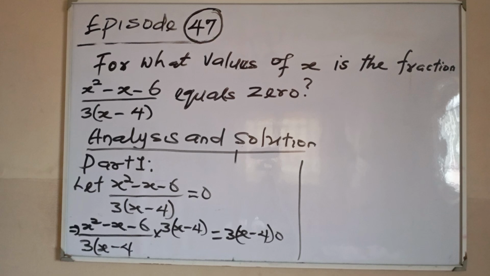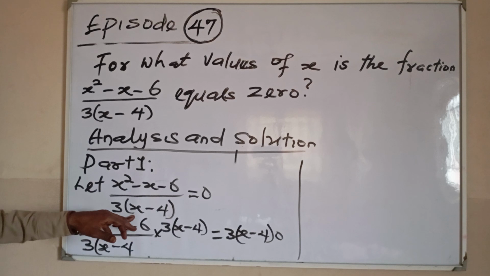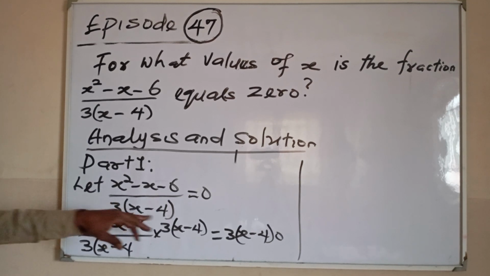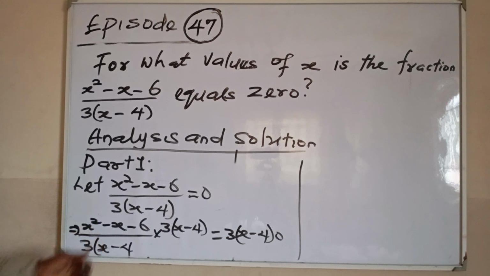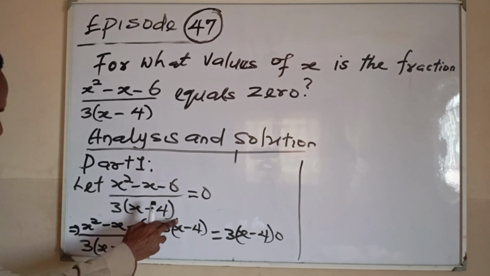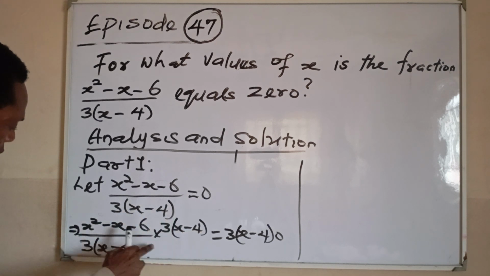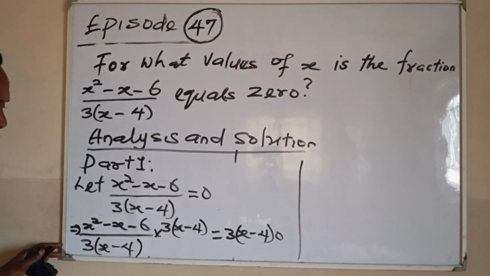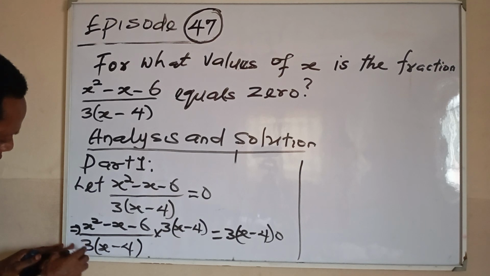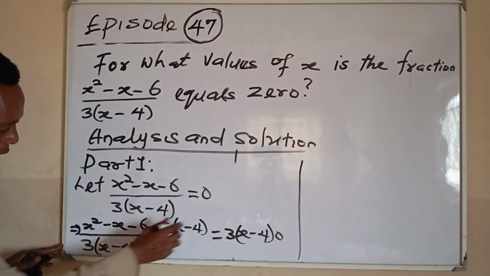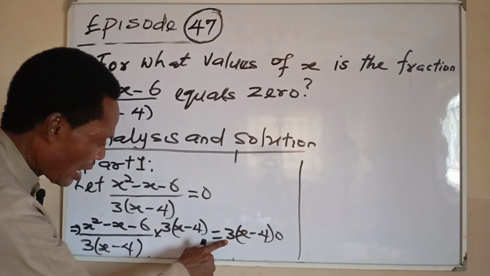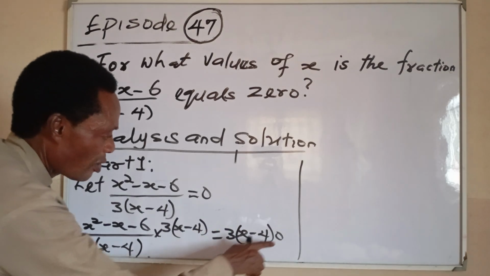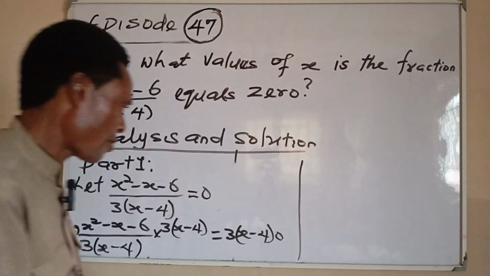okay, see what I have just done. I'm multiplying through with the denominator, which is 3(s minus 4). You can see, this is (s squared minus s minus 6) times 3(s minus 4), all over 3(s minus 4). This cancels itself. So 3(s minus 4) cancels this. Then 3(s minus 4) times 0. So automatically what we have here is this.